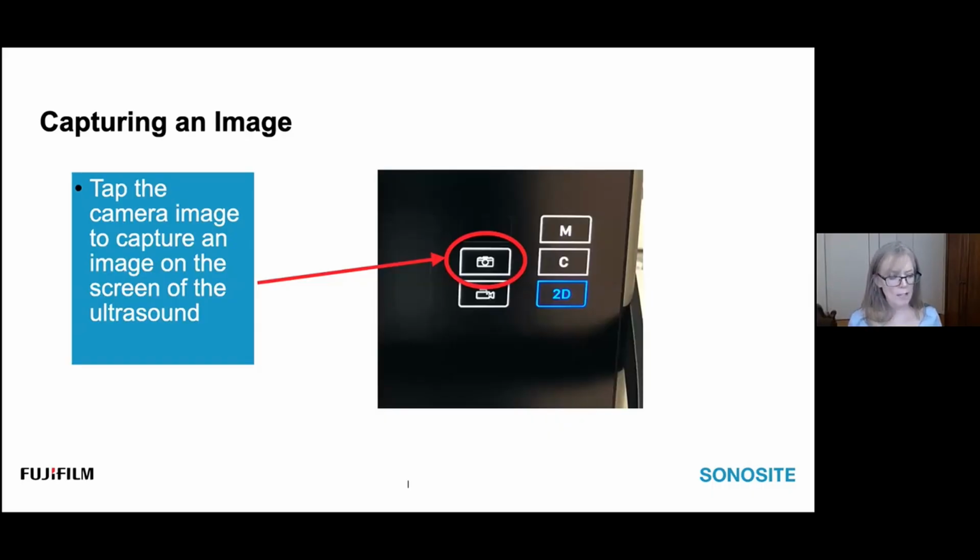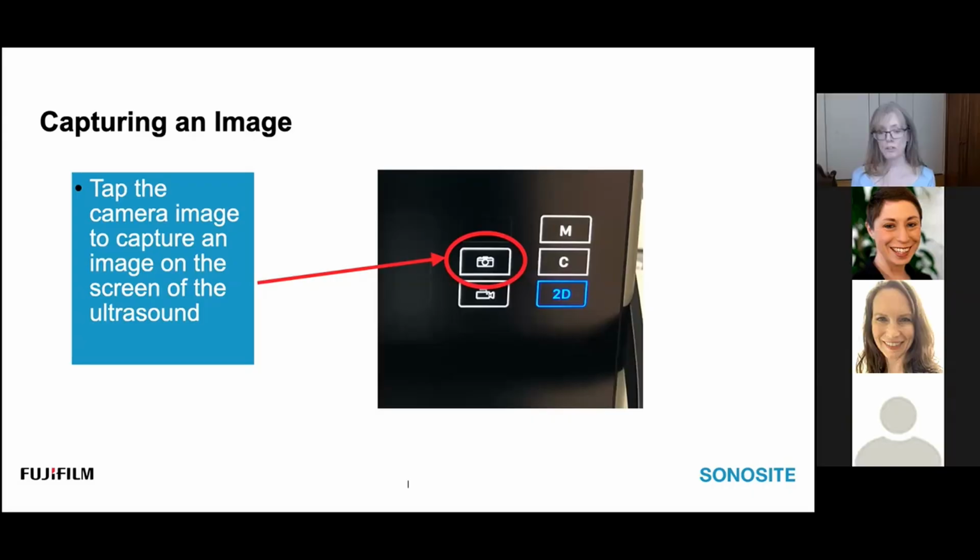Kristen, I'm going to get you to discuss the fact that while this may not appear to be an option on your model when it comes to Sonosite use, there are various models, but you still have the potential to use this image and video clip option.